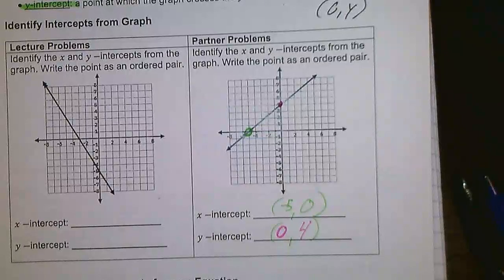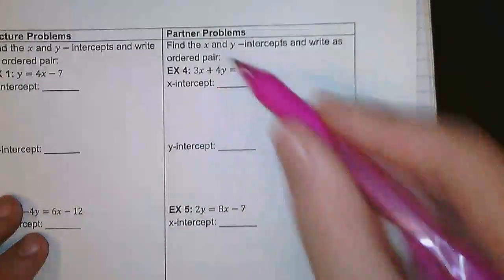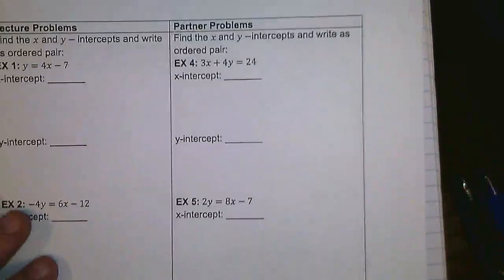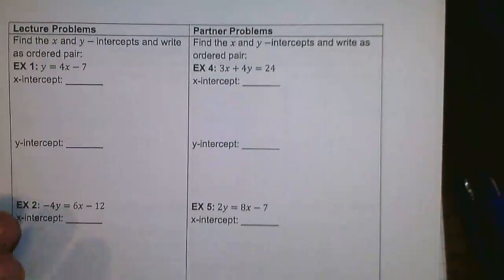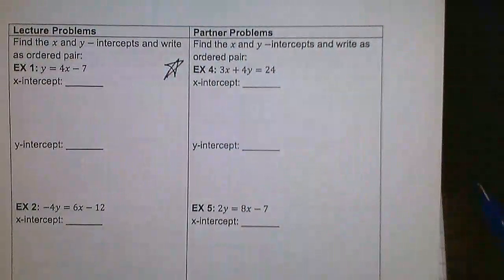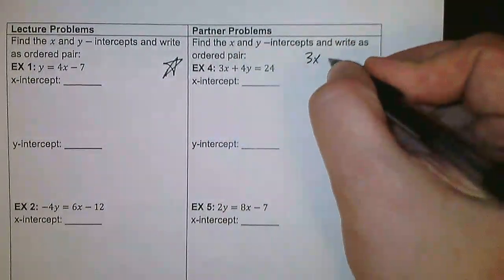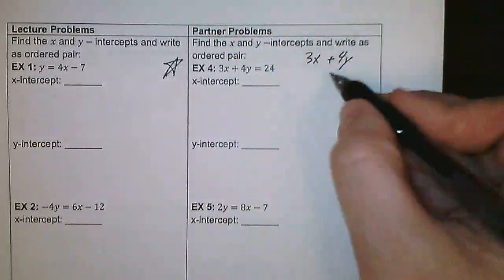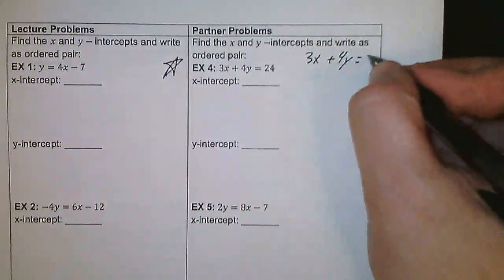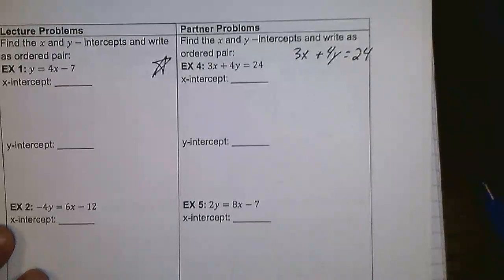So let me turn the page. This is page 10 of this file. Here's where it's really handy to use the intercept method, when we have something like this, where it's the x term and the y term separated by a plus or minus sign equals the constant. Just the number, no variable attached.